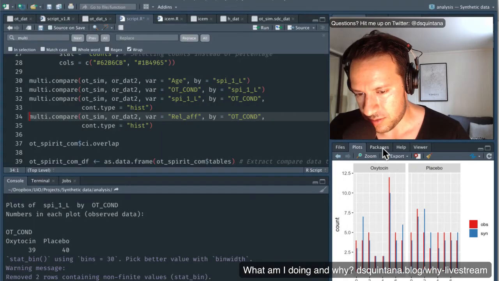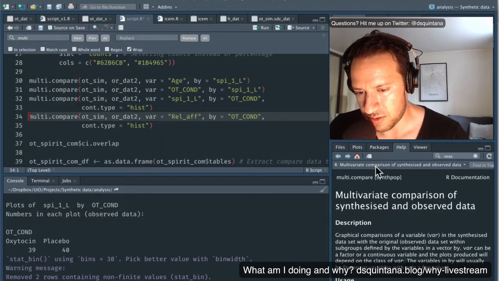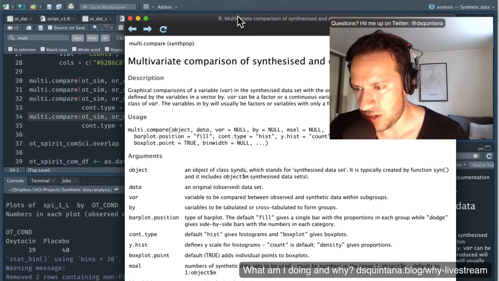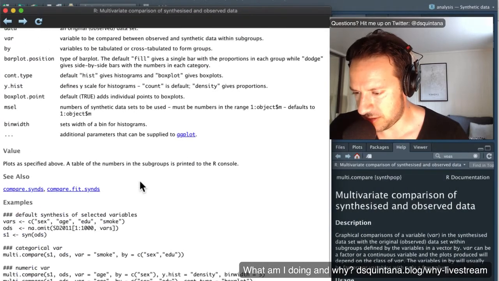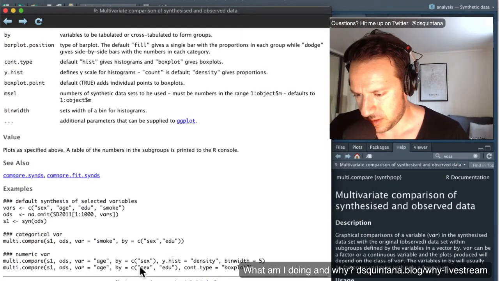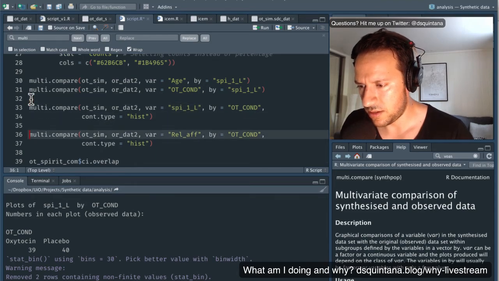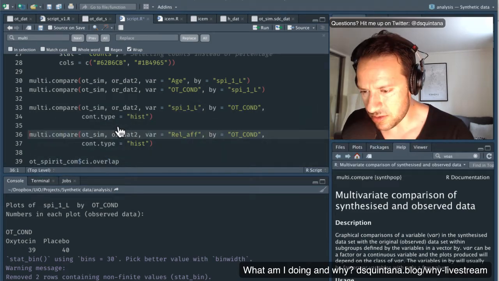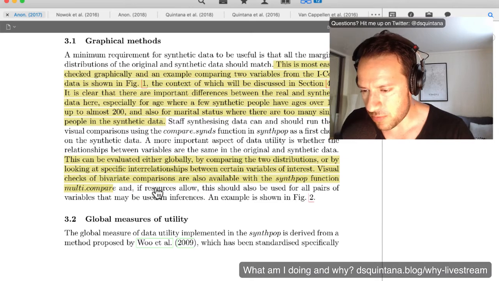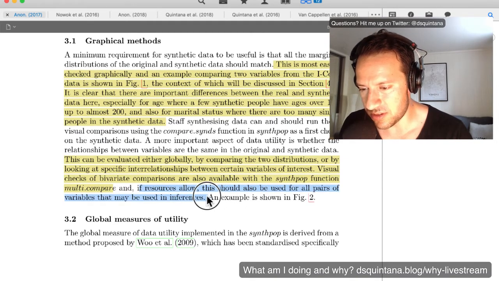One thing I think you can do, if we look at this documentation here, is we can do multiple plots, and adjust the bin width. Let's try that. When you look at the recommendations here, it says, if resources allow, this should also be used for all pairs of variables that may be used in inferences. So I like that. I'll highlight that.